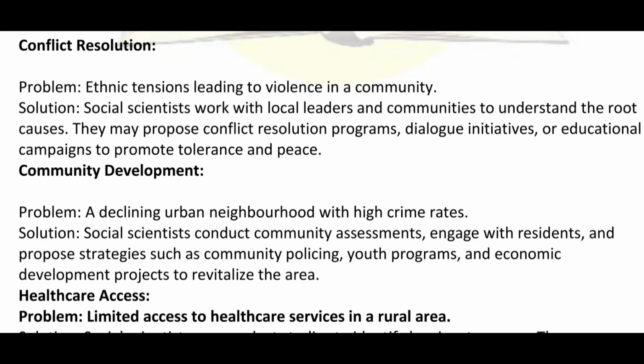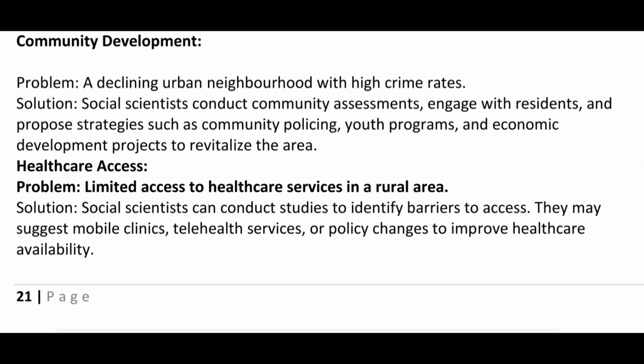Community development. So if there is a problem in community development, how are we going to solve that? Let us see. So what is the problem? A declining urban neighborhood with high crime rates. Now you see Delhi, the capital of India, New Delhi, is a place where there is so much crime. Yes or no? So how can we fight against these crimes?